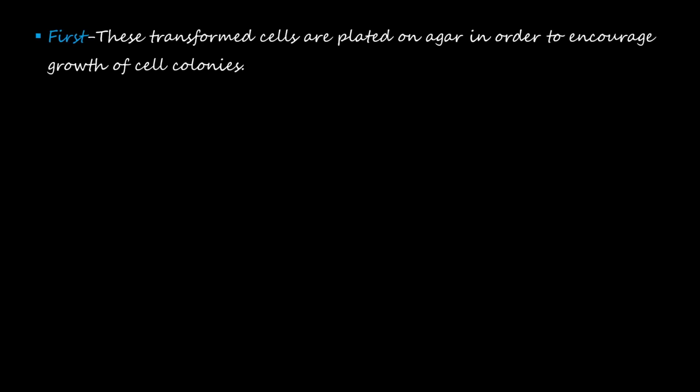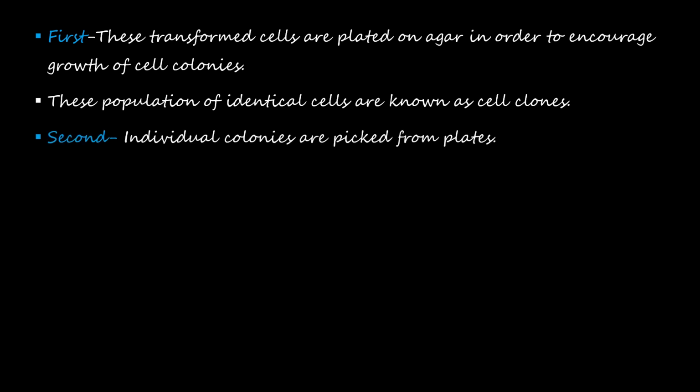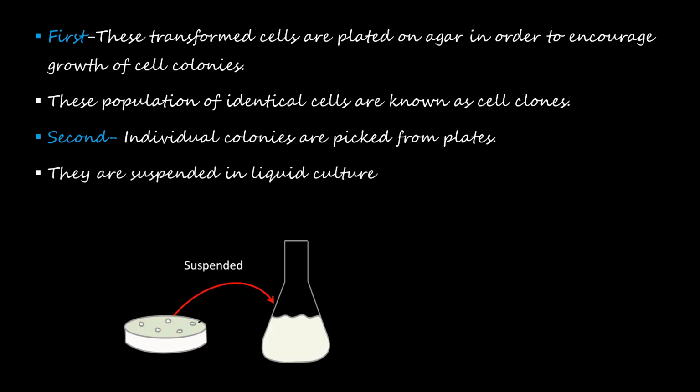After selection, two steps are performed. First, these transformed cells are plated on agar in order to encourage the growth of cell colonies, and these populations of identical cells are known as cell clones. Second, these individual colonies are picked up from the plates and then they are suspended in liquid culture.